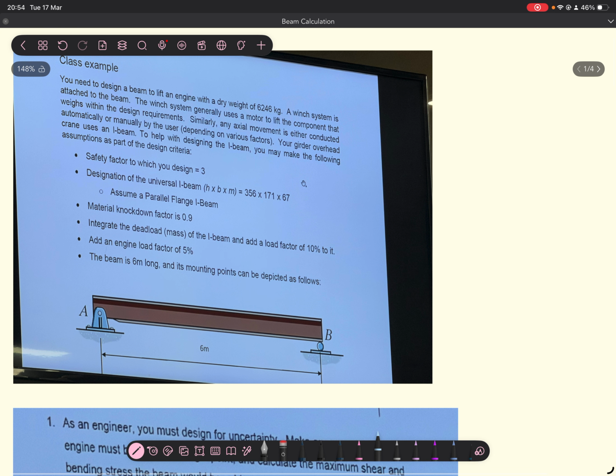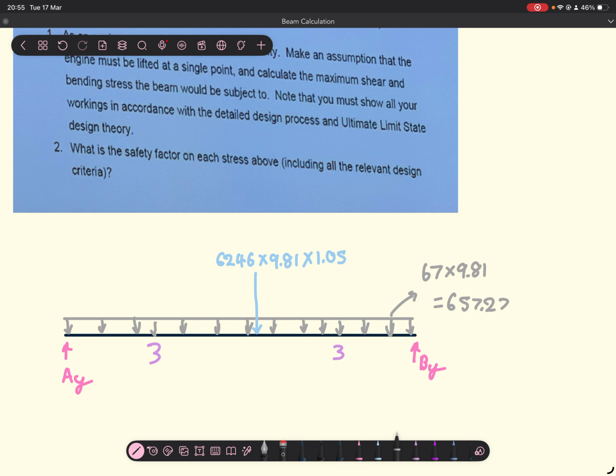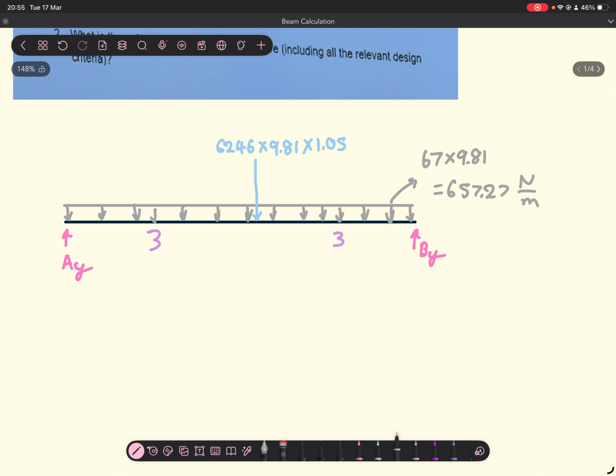but we're given this M value. This M value here is given as kilograms per meter, so we need to convert that. To go from kilograms to newtons, we just multiply by 9.81, which is the gravitational constant. So we say 67 times 9.81, which will give us 657.27 newtons per meter, right? Cool stuff.